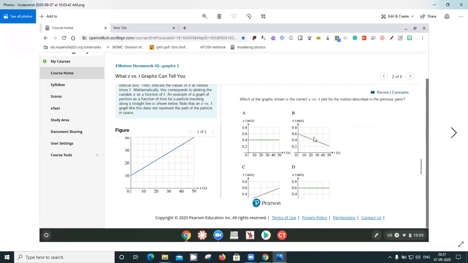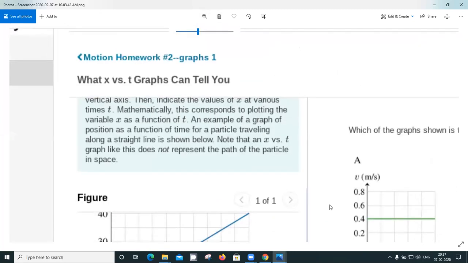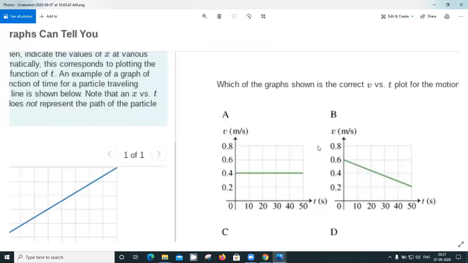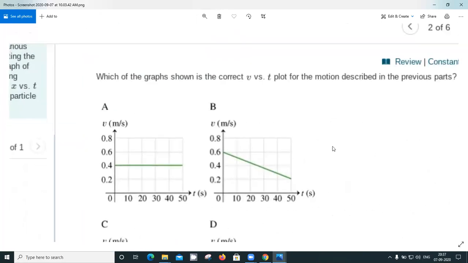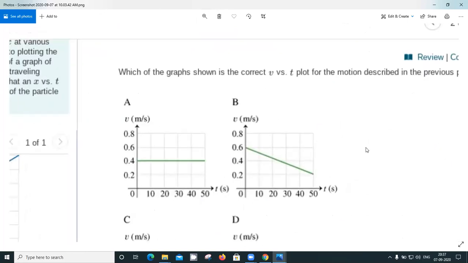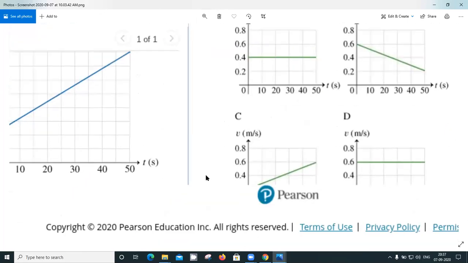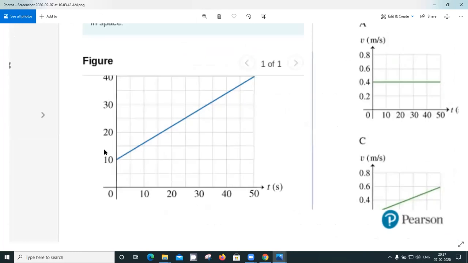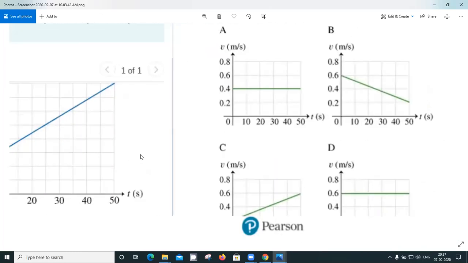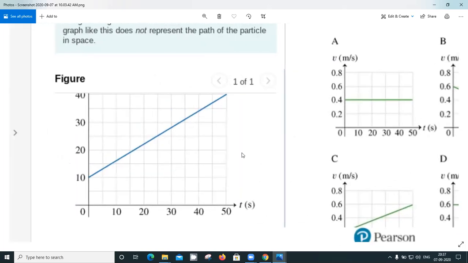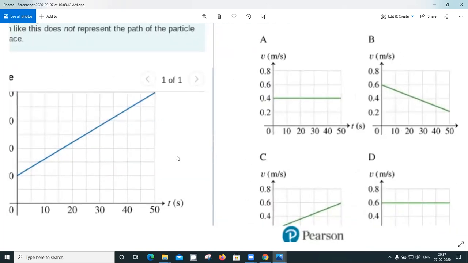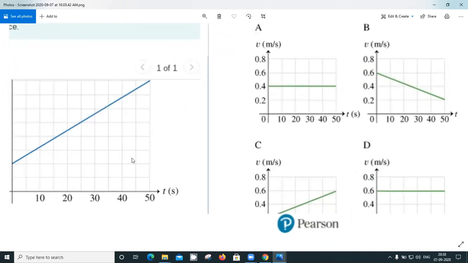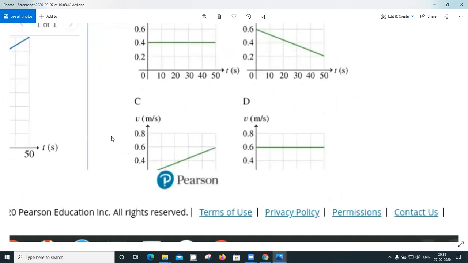You can see my screen. Yes. This is the one. Which of the graphs shows the correct v versus t for the motion in the previous parts? So this is x versus t, is it? Yes, the same graph as before. Okay. So here the velocity is constant. So it should be answer D because the velocity is 0.6 and the time and velocity are constant.